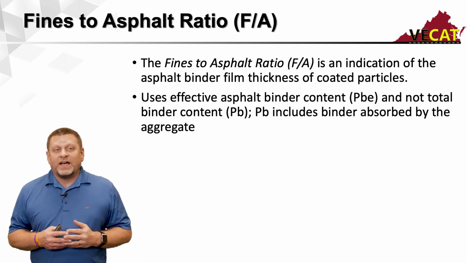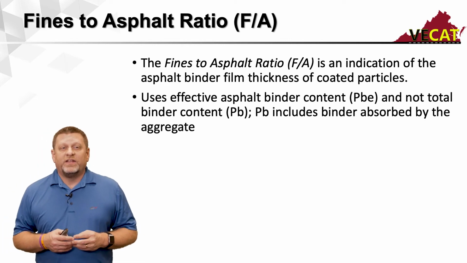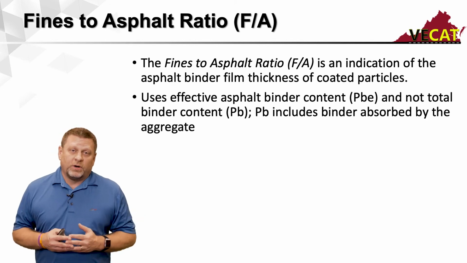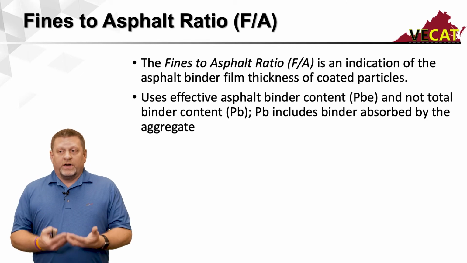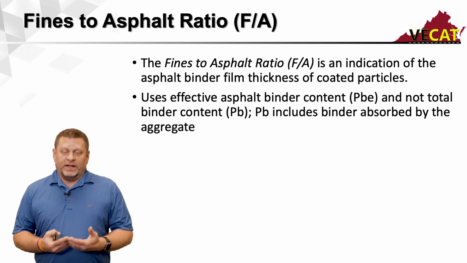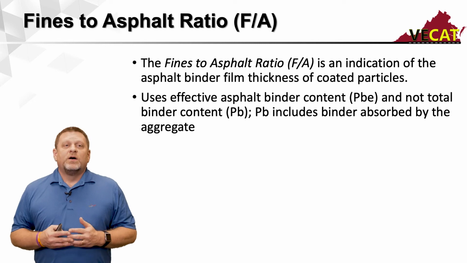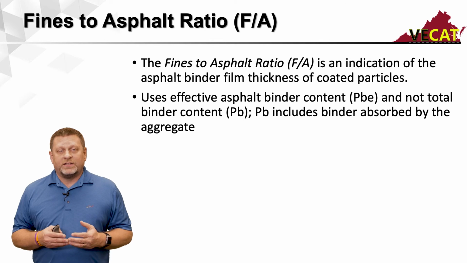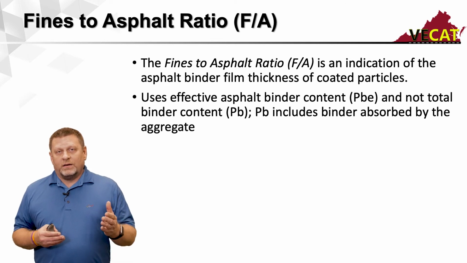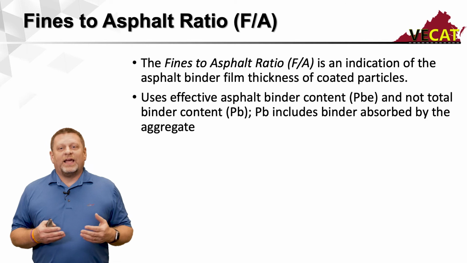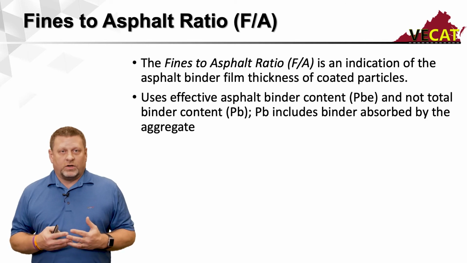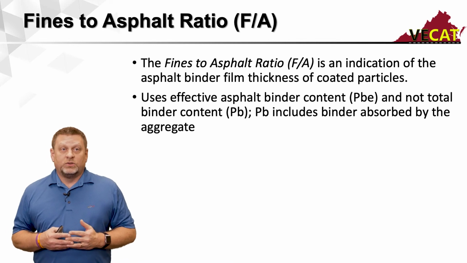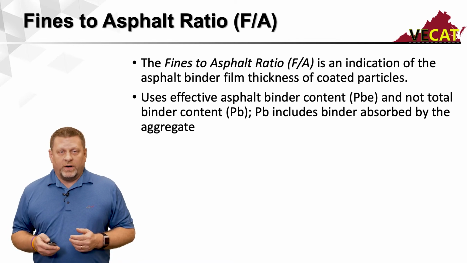So the fines to asphalt ratio is calculated using the effective asphalt binder. It's not the total binder content. We covered this in some earlier presentations. The furnace will measure a total binder content, and it gives us the total asphalt content of the mix. But when we're calculating the fines to effective ratio, we just want to use the effective binder content, which is the total binder content minus any asphalt that's absorbed into our aggregate structure. So it's always going to be a number a little bit lower than our total asphalt content that's used to calculate the fines to asphalt ratio.